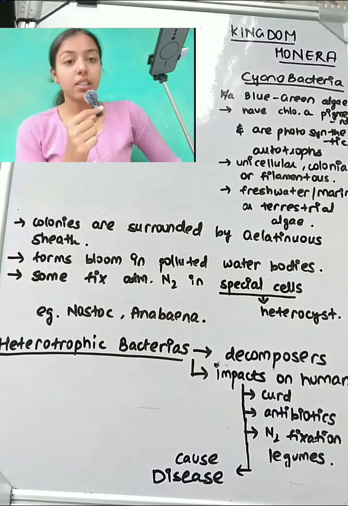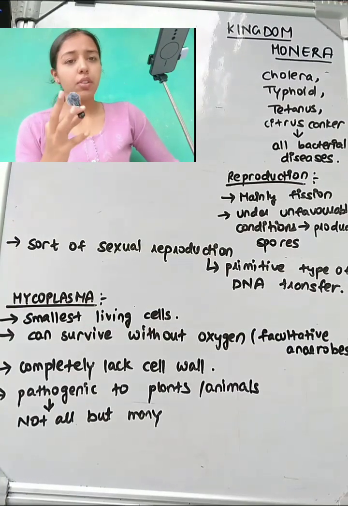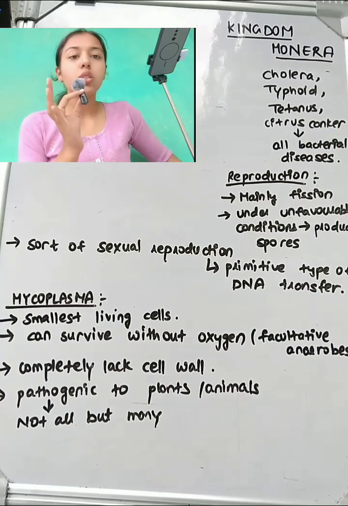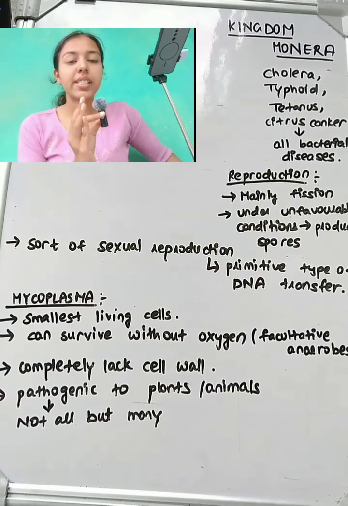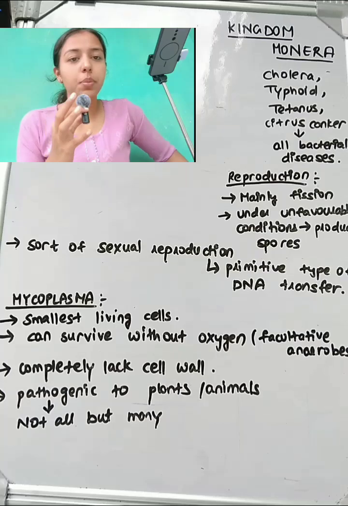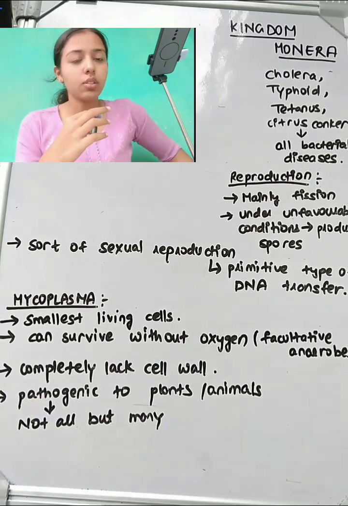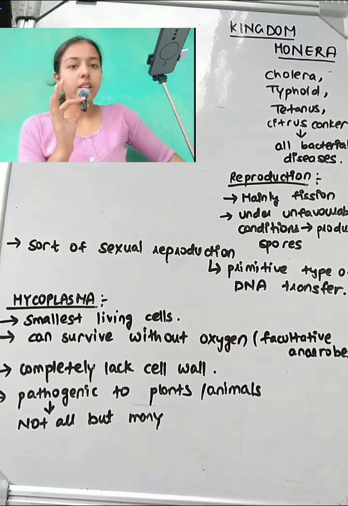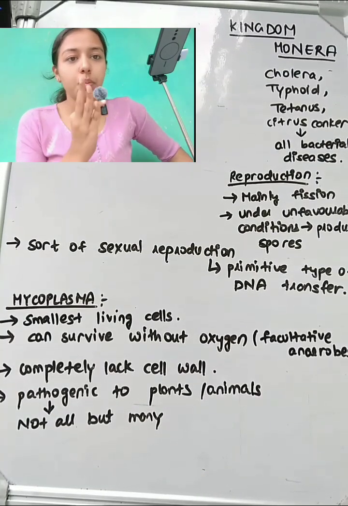They can also cause diseases, to humans, plants, crops and everything. Diseases like cholera, typhoid, tetanus and citrus canker are all bacterial diseases. You have to remember which disease is bacterial and which is viral. In 12th standard you have the chapter called human diseases, where you again read all these things.